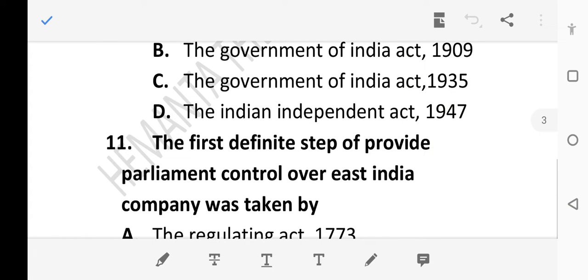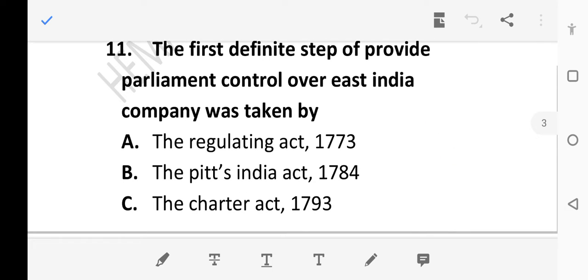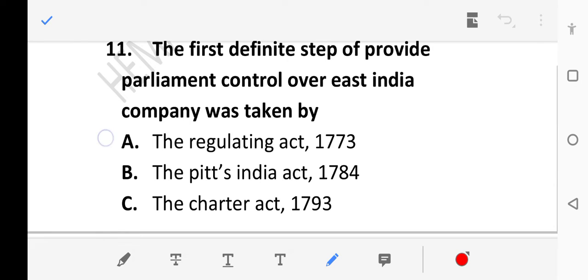Next question. The first definite step to provide Parliament control over the East India Company was taken by, that is option number A is the right answer, Regulating Act 1773. Next question.